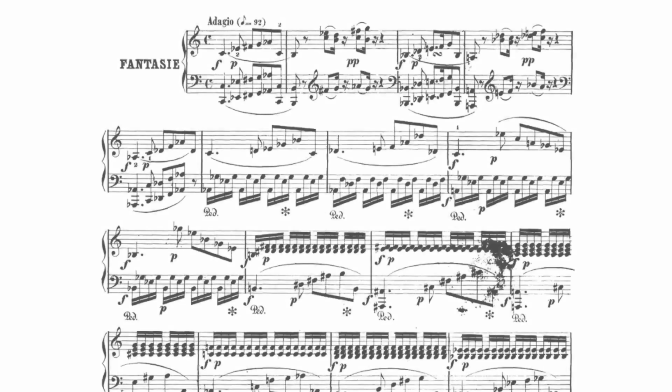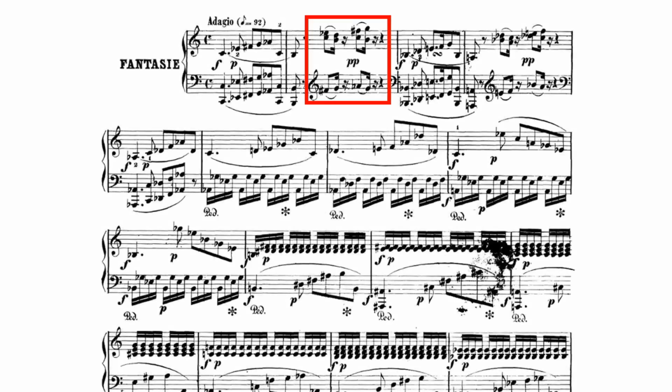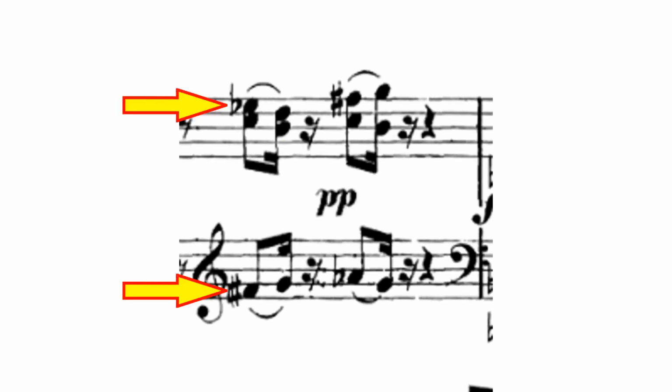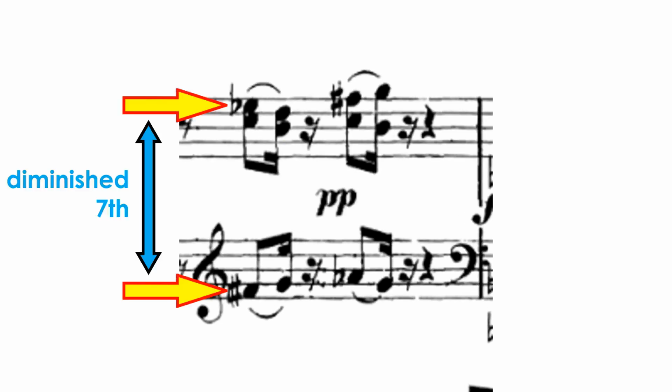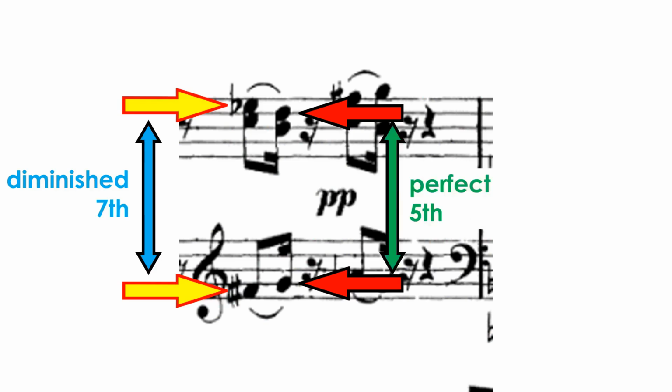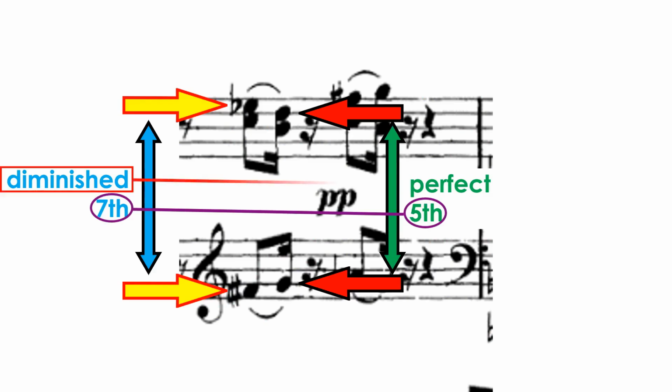For instance, take this excerpt from Mozart's Fantasia in C minor. The interval here is a diminished seventh. Let's see what comes after. G and D with an interval of a perfect fifth. The number has reduced from a seventh to a fifth. Notice also that the quality has shifted from the unstable diminished to a stable perfect.